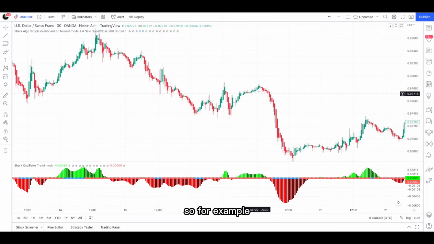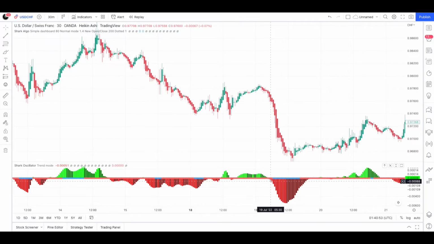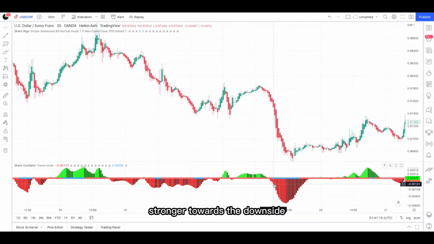So for example, we're looking at over here. So let's go back down at the oscillator. And as you can see here, we entered a high volume market, and we can see we have three bright red bars, indicating that the trend is getting stronger towards the downside. So we have high volume coupled with a bright red bar. So this would indicate that the trend is getting stronger towards the downside.